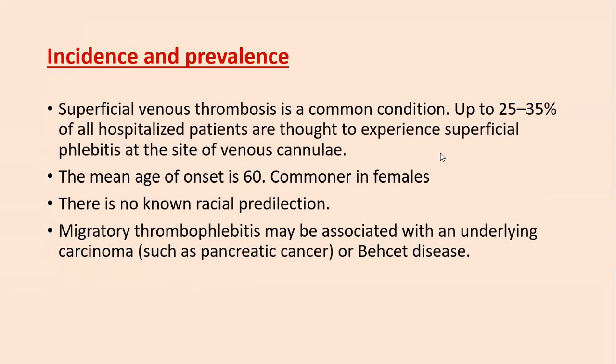Incidence and prevalence. Superficial venous thrombosis is a common condition. 25 to 35% of all hospitalized patients are thought to experience superficial phlebitis at the site of venous cannulas. Mean age of onset is 60 and it is commoner in females. There is no racial predilection. Migratory thrombophlebitis may be associated with underlying carcinoma such as pancreatic cancer or Behçet's disease.